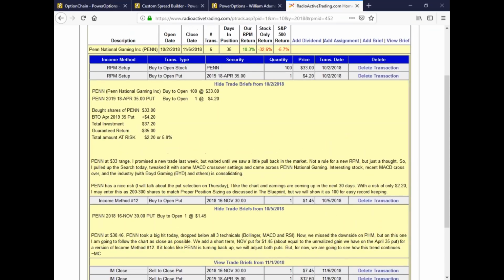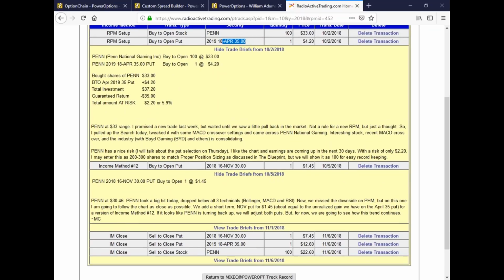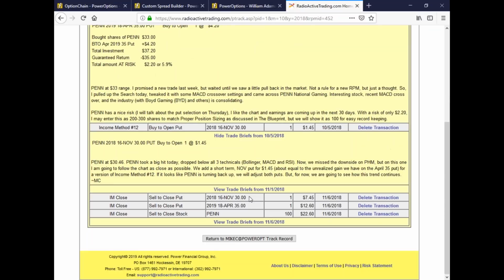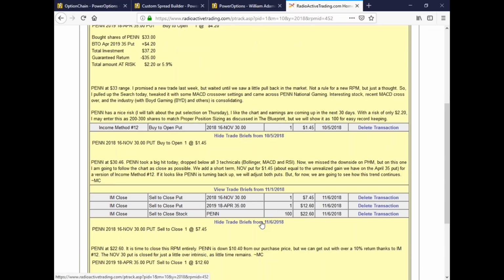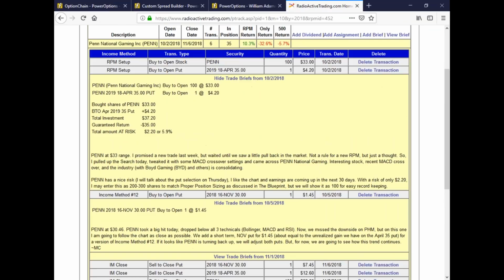What I might have done at this point, I'm sorry, the stock was at 30.46. So I might have done is bought an April 32.5 or an April 30 and then continued the trade. But as it exceeded my downside expectations, and by November 6th, the stock was at 22.60, I decided to get out. I didn't want to hang on to it any further, and it might have even dropped further after that, but I didn't want to, okay?